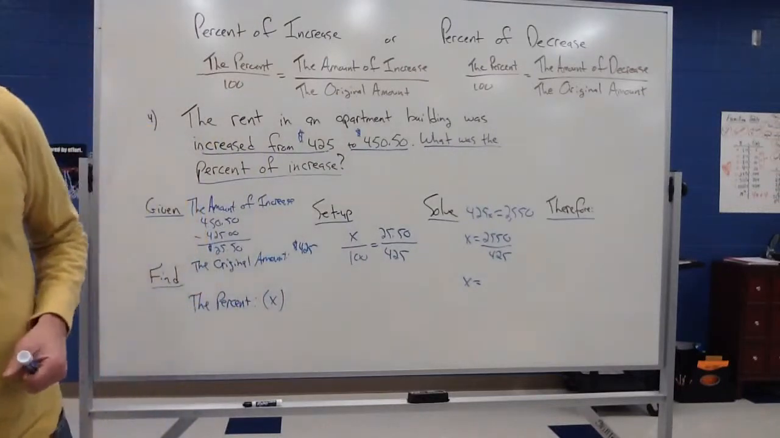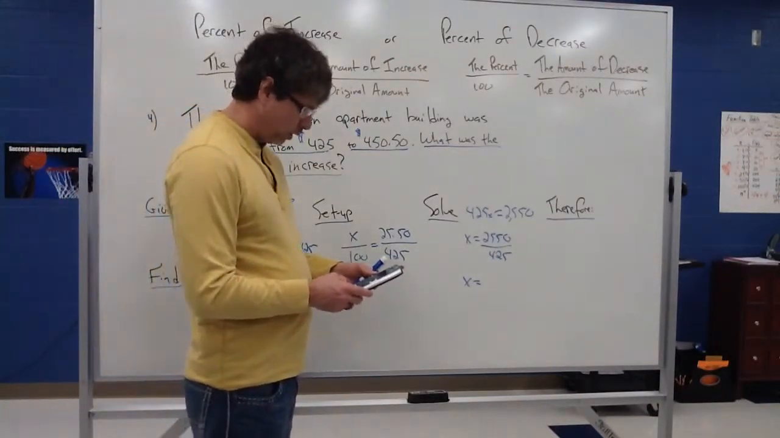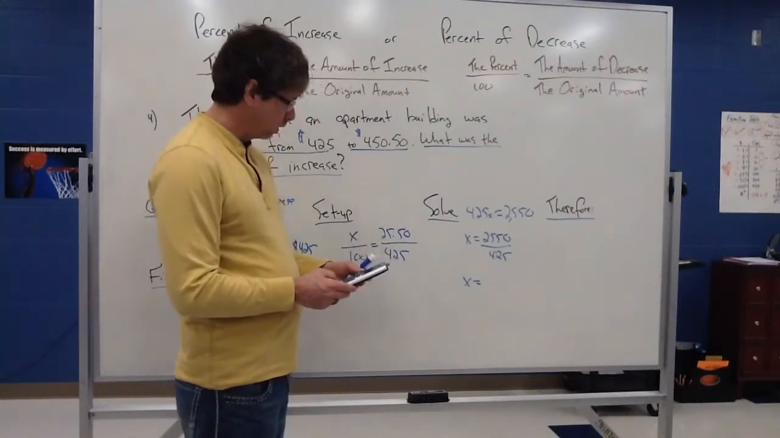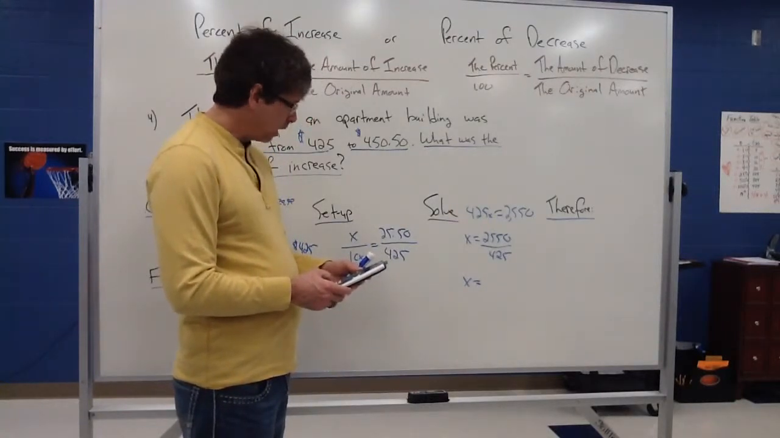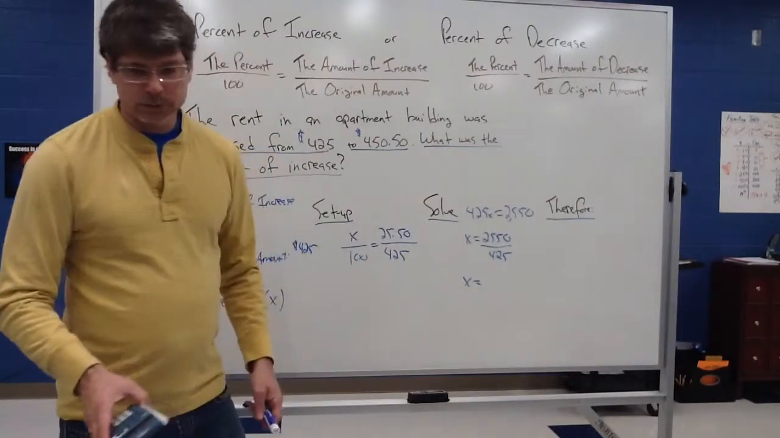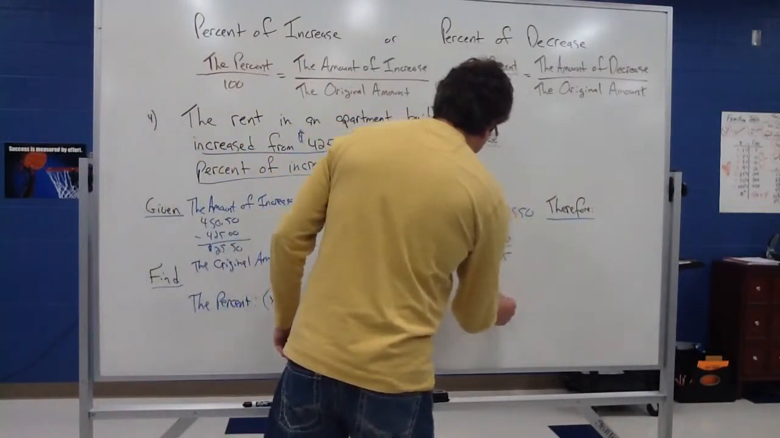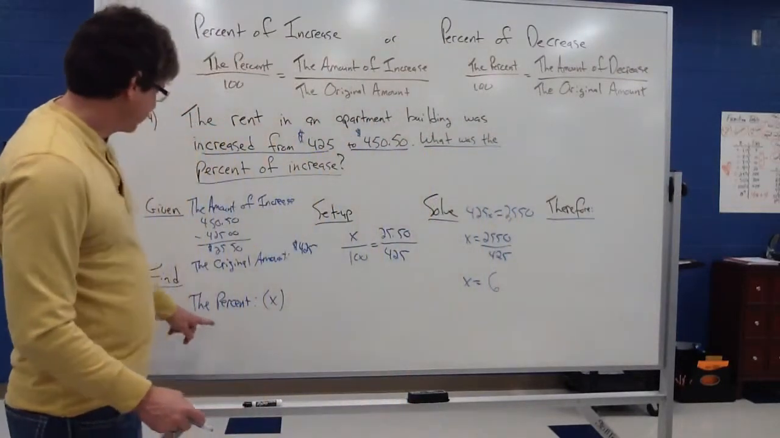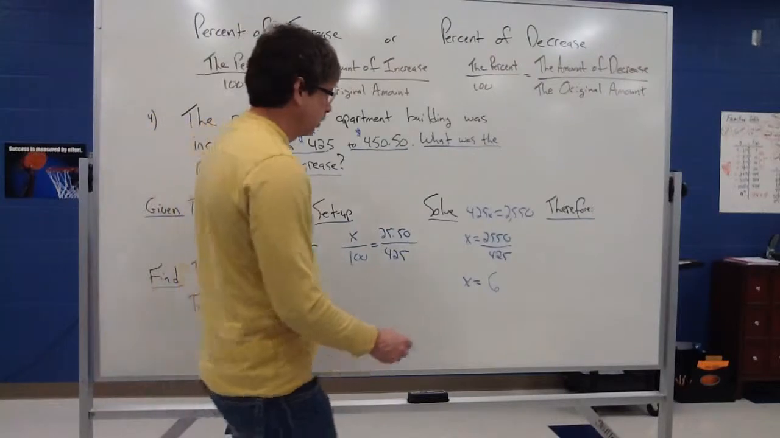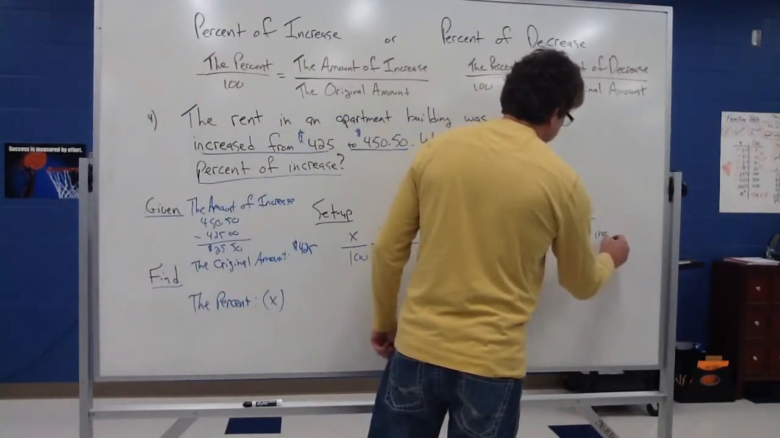So again, I'm going to let the calculator do that final step for me. So 2550 divided by 425, and that gives me 6. Remember, we were looking for the percent. So therefore, what we had was a 6% increase.